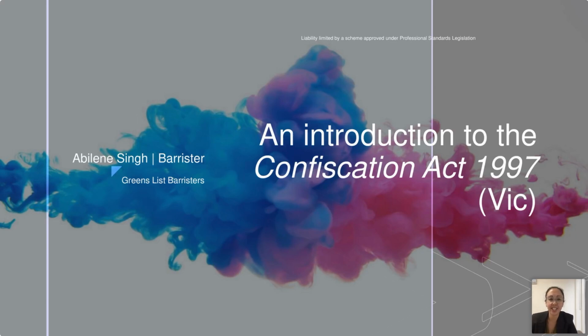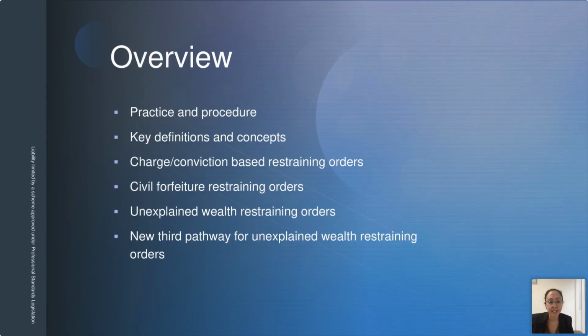So this is an introduction to the Confiscation Act 1997, Victorian legislation. It's quite a huge piece of legislation, so this is on some level quite a high level detail of the Confiscation Act, but hopefully it will elicit some discussion from you all at the end about some more specific topics. This is an overview of what we're discussing today. I'm going to move quite quickly through the slides because there are many of them.